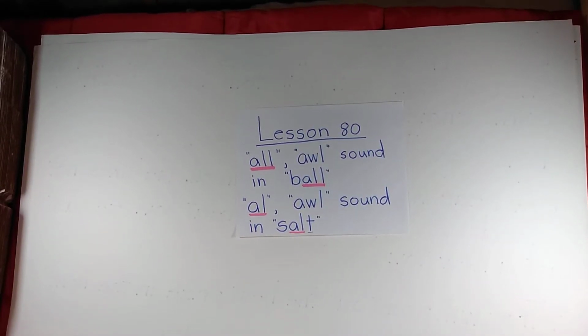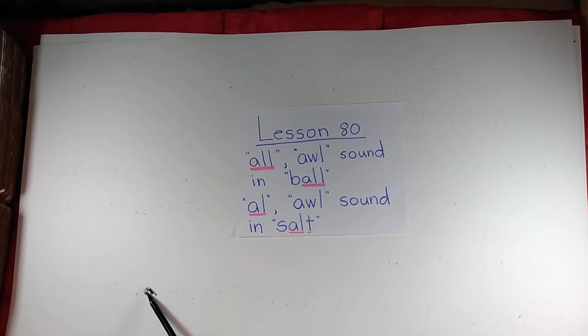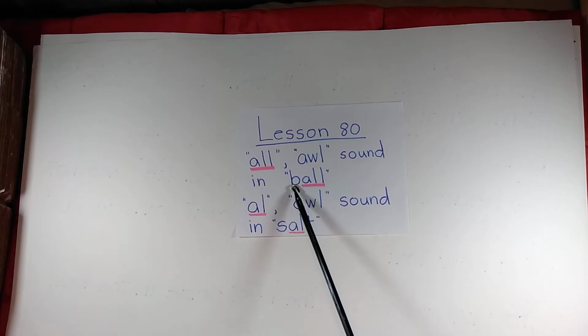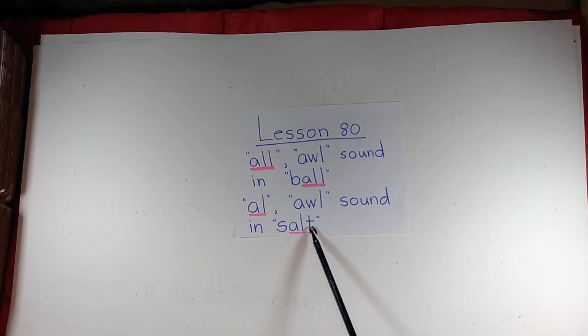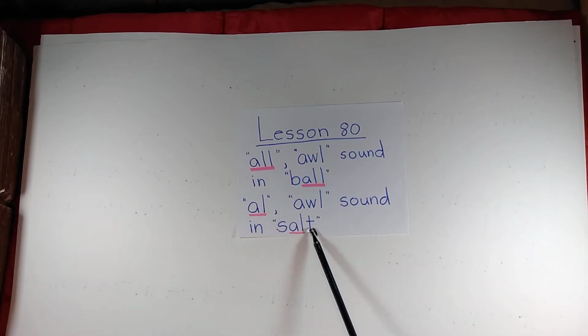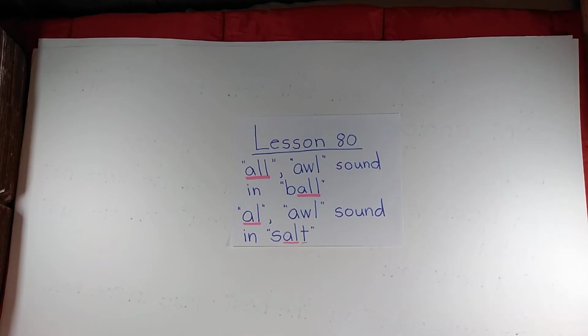This is Jay Teaches Reading for All, Lesson 80. In this lesson, we will be introduced to the all sound, spelled A-L-L, as in ball, and A-L, as in salt. Usually, when the A-L sound, or the A-L combination, is followed by a T, you will get the all sound. So we'll be looking at several words where this is true.